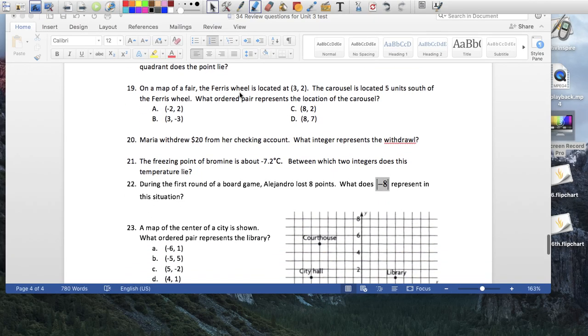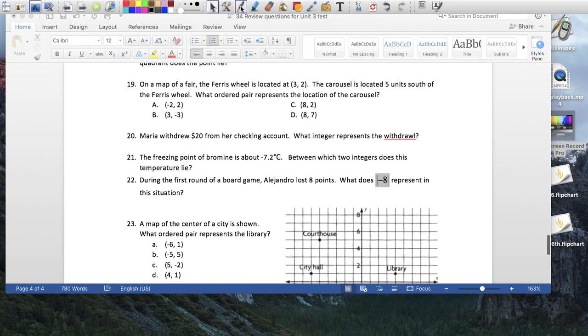She took away 20 bucks from her account. What integer represents this withdrawal? So to take away money, it's something that affects your account negatively, and it's negative 20.